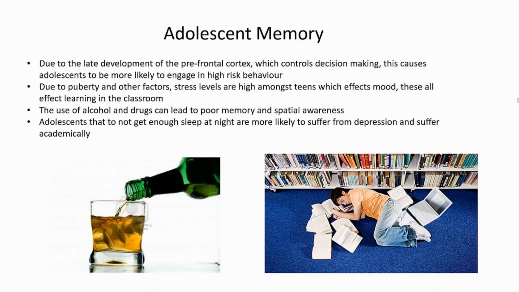As the prefrontal cortex is one of the last connections to develop in the brain, which controls decision making, it causes teenagers to be rash and partake in high-risk behaviour. As teenagers' bodies change, it affects mood and learning at school. These together make teenagers more likely to drink or take drugs, which has major knock-on effects in later life, like affecting the hippocampus, which helps store memory. Studies also show teenagers who do not get enough sleep have problems with depression and also suffer academically.